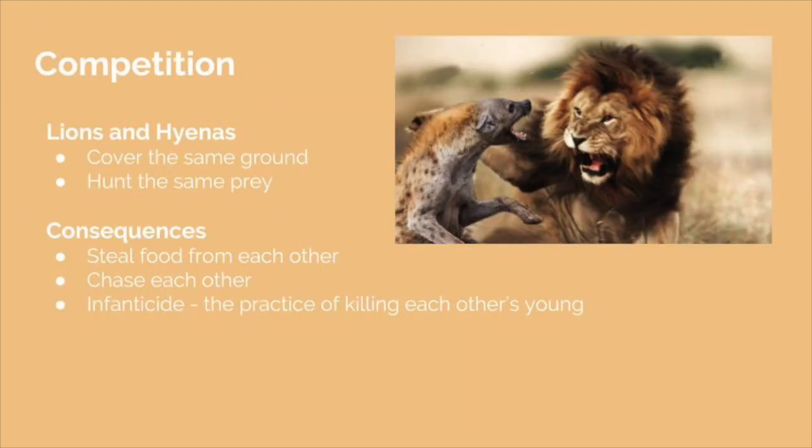Competition is an interaction between 2 organisms that causes harm to both organisms. In the savanna, one example of competition includes lions and hyenas. Both lions and hyenas cover the same ground, hunt the same prey, and scavenge the same remains of animals. Due to these factors, they often chase each other, steal each other's food, and kill each other's young, which is also known as the practice of infanticide.